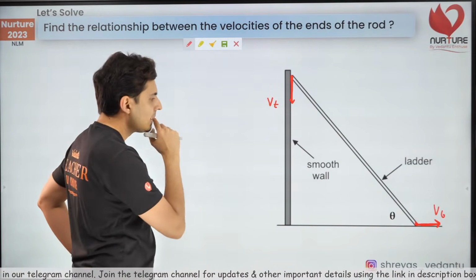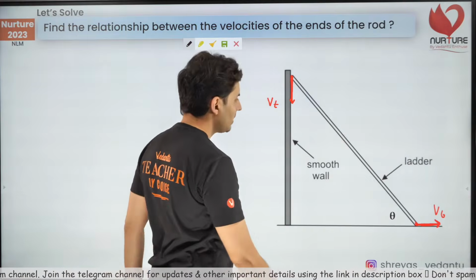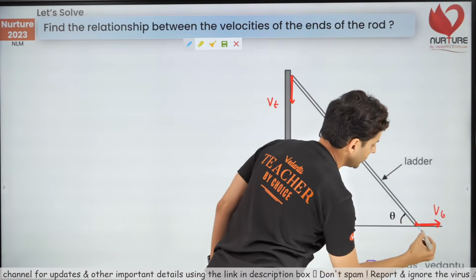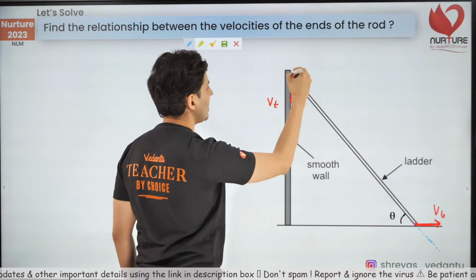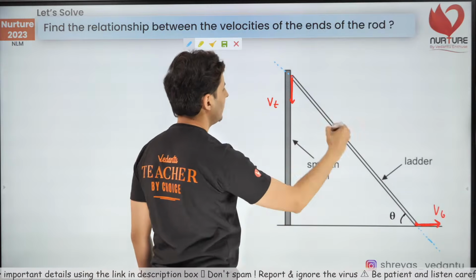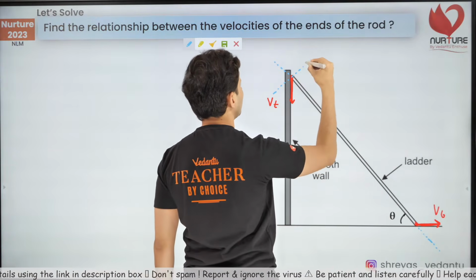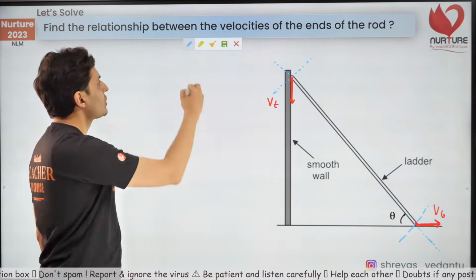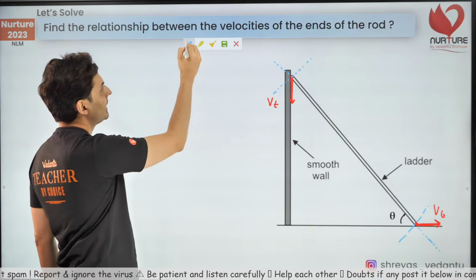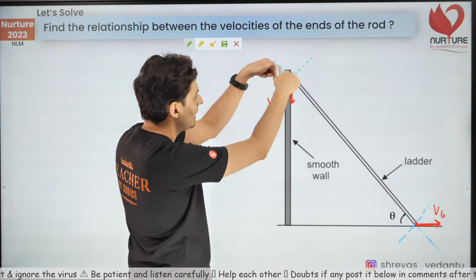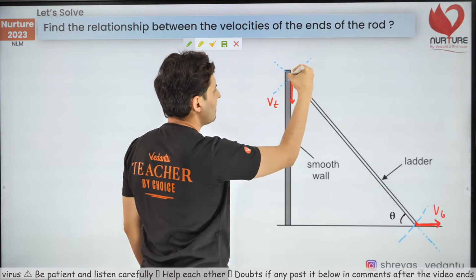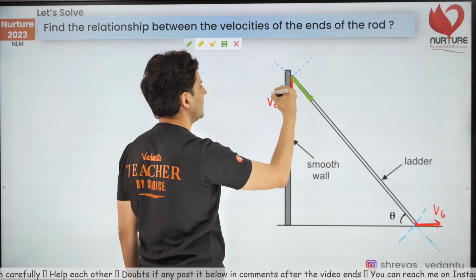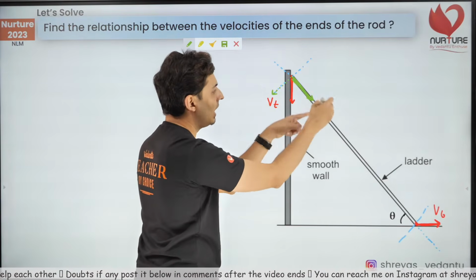Let's figure this out. Before that, let's extend the rod a little bit so that we are able to gauge where the components are going to be. This is along the rod, and this would be perpendicular to the rod. These are components which are perpendicular to the rod. So what I'm going to do is split this velocity into two components. I will be worried about this component. I won't care about this component. I don't care about this component, velocity along the rod.